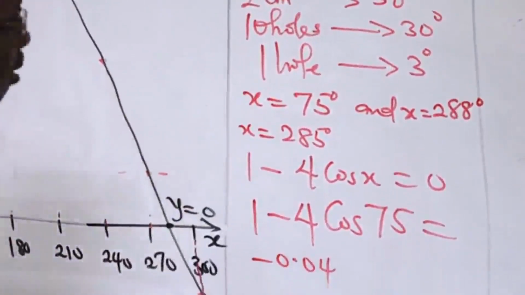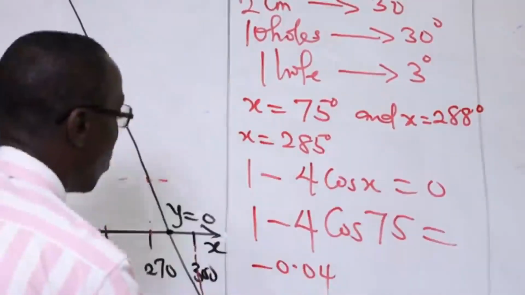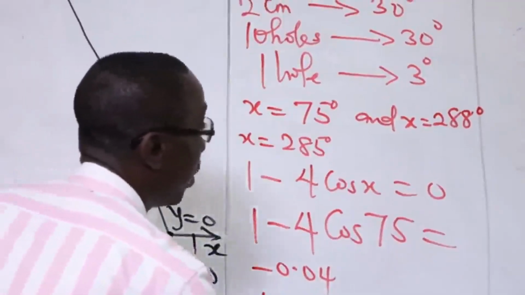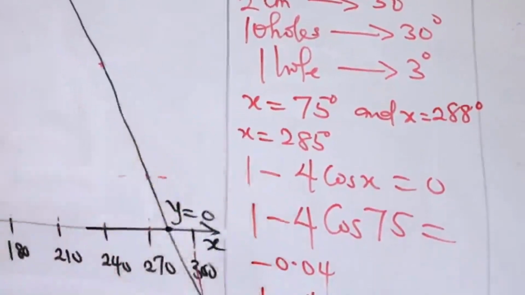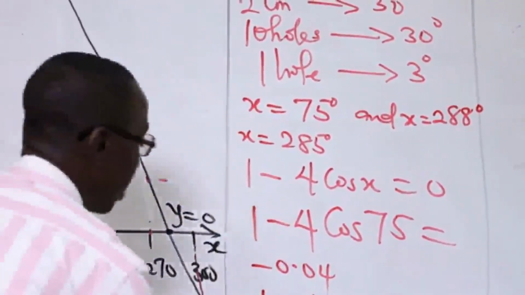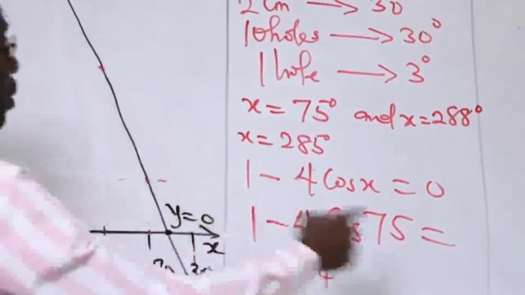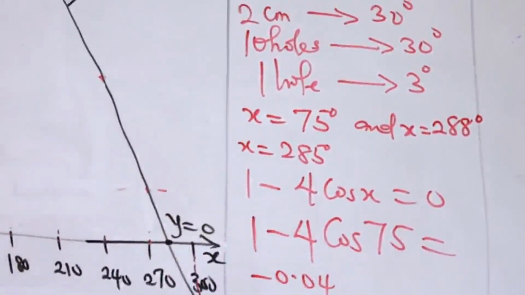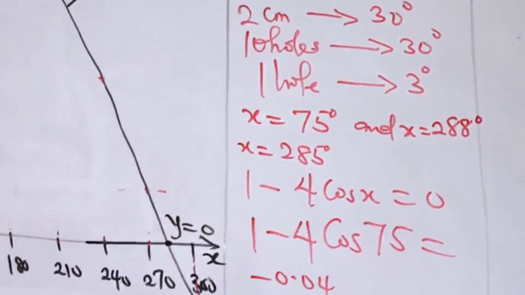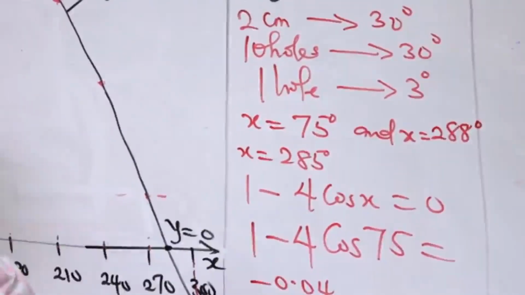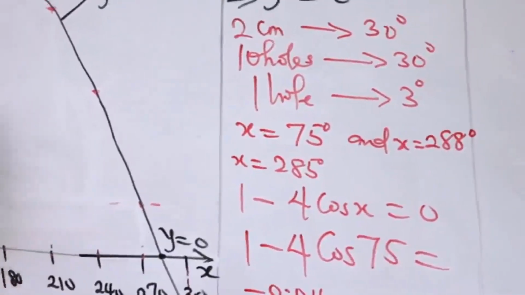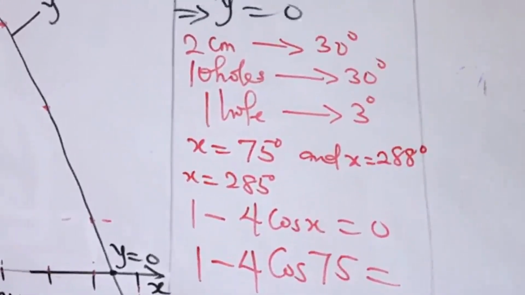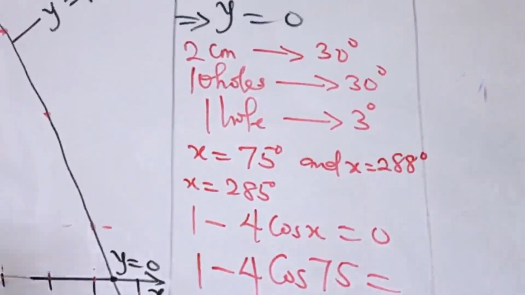All right. Can we try 1 minus 4 cos 285? Okay, minus 0.04. Can you try 288? Minus 0.4. That one is bigger than this now. Which one is closer to 0? 285. So a better answer in the exam should be 285.